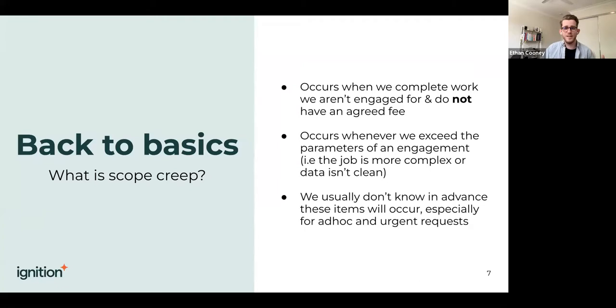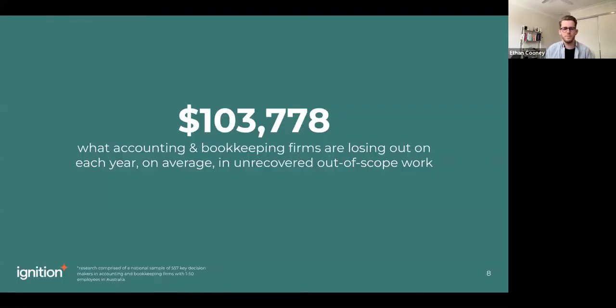That's great. And look, something that we know affects not only accounting and bookkeeping businesses, it's any business in professional services as well. We ran a survey just recently, a few months ago, of almost 600 decision makers in accounting and bookkeeping firms across Australia. These are small to medium practices, so 1 to 50 employees. On average, there was just under $104,000 worth of work that these firms were losing out on every year due to unrecovered out of scope work. So this proves why we think this is a big deal. This is a fair bit of cash that's sitting in lockup and isn't being realized within your business.